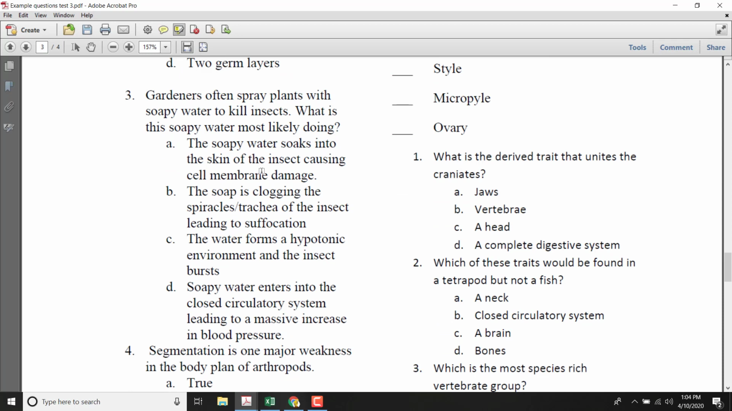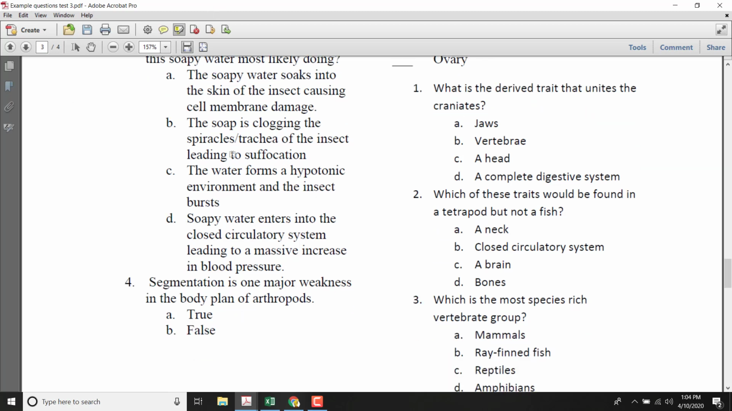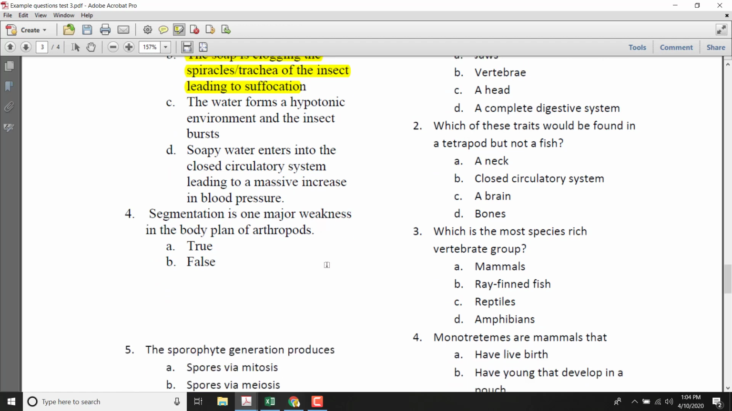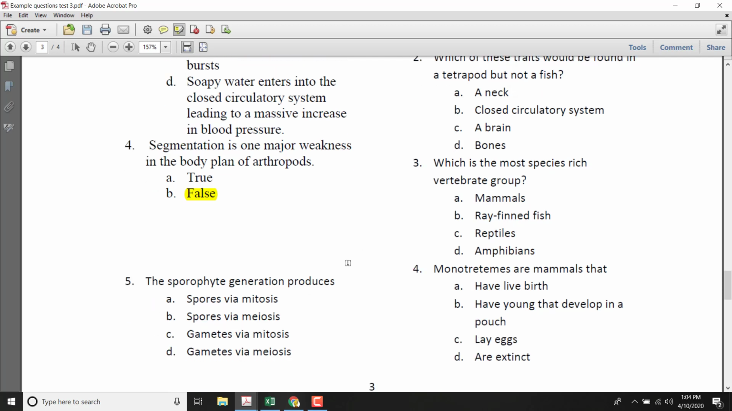Gardeners often spray plants with soapy water to kill insects. What is the soapy water doing? Soaks into the skin, causing cell membrane damage, clogging the trachea. That's the one. All right. Segmentation is one of the weaknesses of the phylum arthropods. That's false. That's a strength. They have segments that can be devoted to different tasks like crawling, grabbing things, flying, whatever.